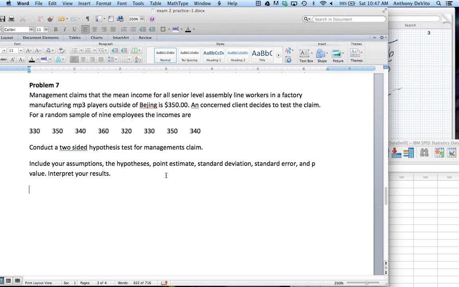Okay, so our null hypothesis, H null, is going to be that the mean salary, that's mu, mean salary, is equal to $350. Our alternative hypothesis is that the mean salary is not equal to $350.